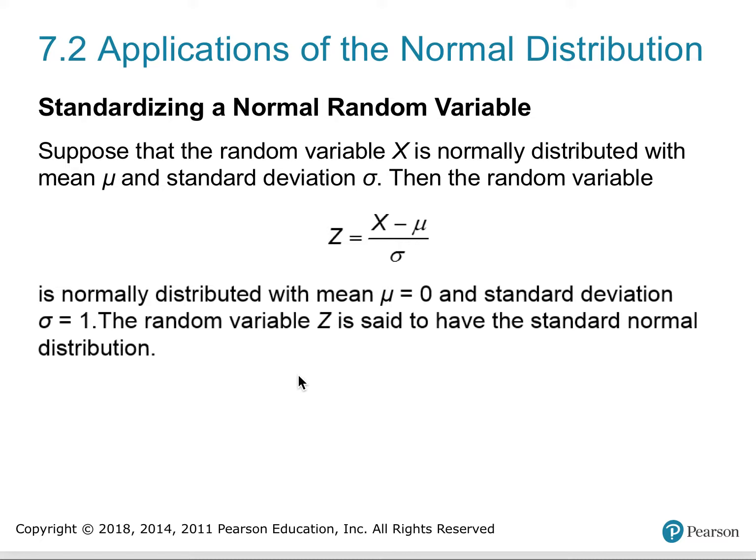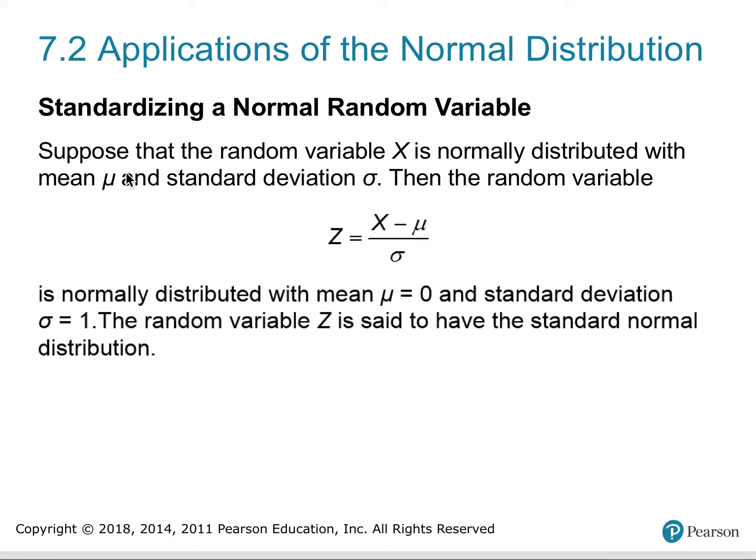Okay, 7.2, applications of the normal distribution. Remember, if x is a normally distributed random variable, the area under the normal curve represents the proportion of a population with a certain characteristic or the probability that a randomly selected individual from the population has the characteristic. So the question becomes, how do I find the area under that curve? We're going to use z-scores to help find it.